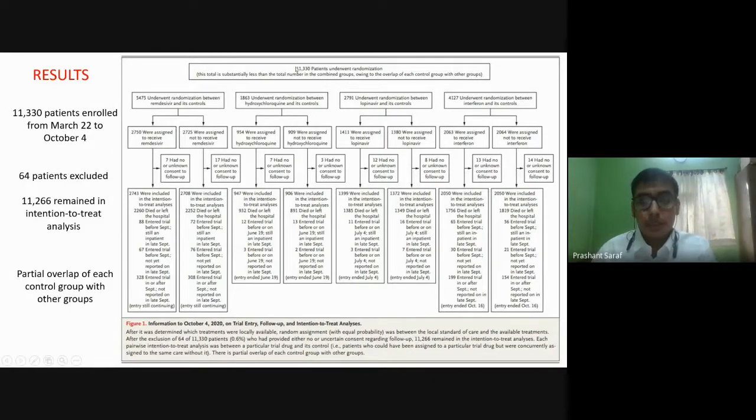We have to see how a randomized control trial is planned and how a flow diagram is given. So these were the patients who were randomized, then this is the remdesivir group. So this number of patients were assigned remdesivir and these were not assigned, so this is the control group. And this number of patients did not have consent or had unknown consent. Similarly for this, and this distribution is given whether the patients were included or they died or left the hospital, and entered the trial before September or not yet reported and still counting.